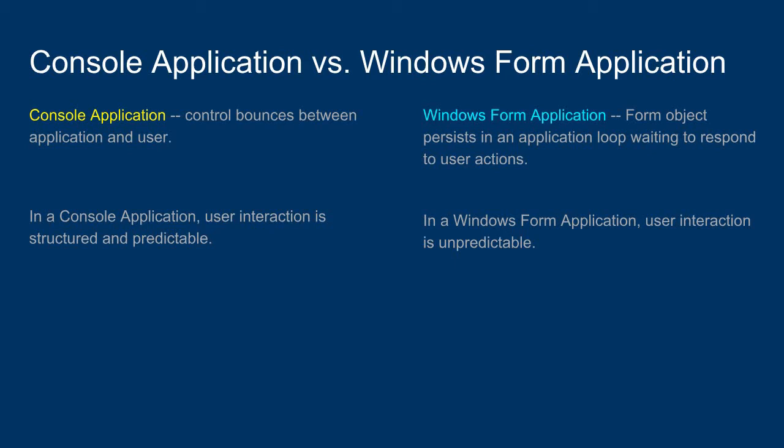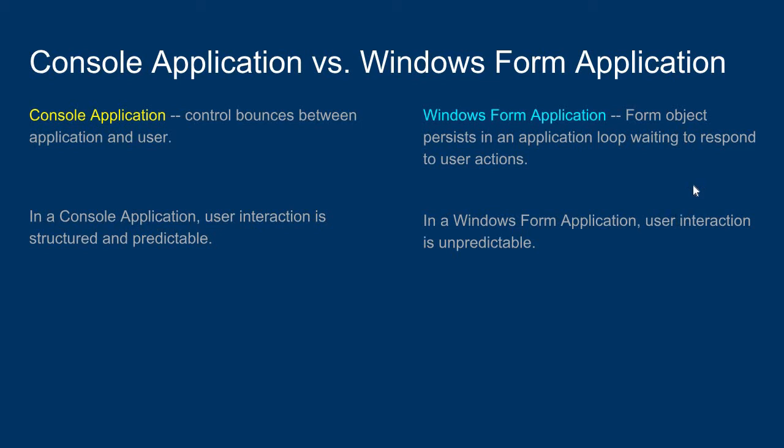When we would create console applications, the logical flow of the application would be as follows. The application would do some work, and then it would request an input from the user and then read in the user's input, and then do some more work, perhaps request another user input, and so on. So in a console application, the user interaction is very structured and predictable. We know exactly the control or the flow that the application will run, and we know exactly what user input will be asked when.